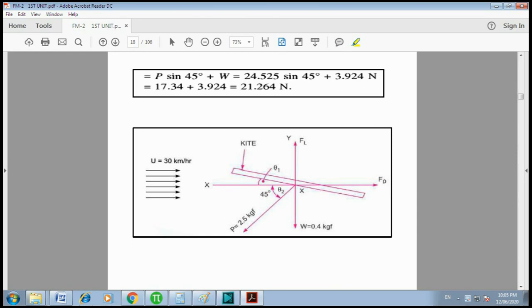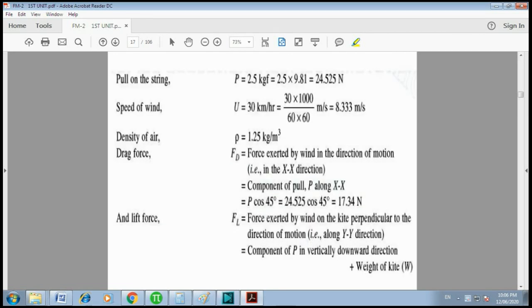Now the self weight of the kite is acting downward, that is W equal to 0.4 kgf, and the wind velocity is 30 km per hour. Again we have to convert this into meter per second. Now here we are going to use the drag and lift expressions, in which we have solved some equations.